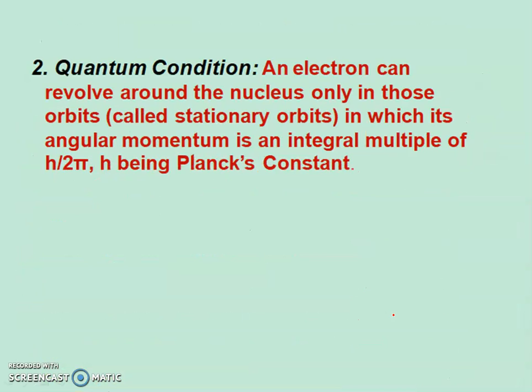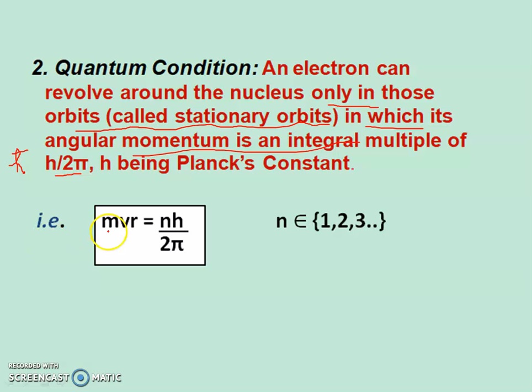Now the second one is the quantum condition. It means the electrons revolve around the nucleus in fixed orbits. An electron can revolve around the nucleus only in those orbits, called the stationary orbits, in which its angular momentum is an integral multiple of h by 2 pi. H by 2 pi sometimes may be written as h cross, right? Where h is Planck's constant. It means the angular momentum mvr of the electron is equal to nh by 2 pi.